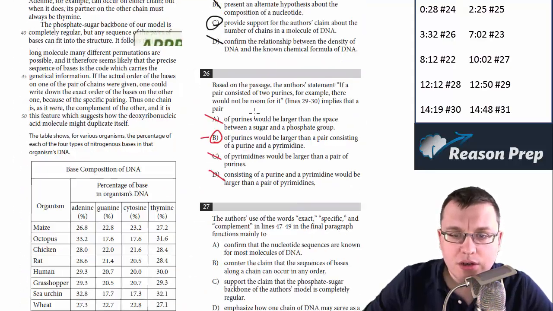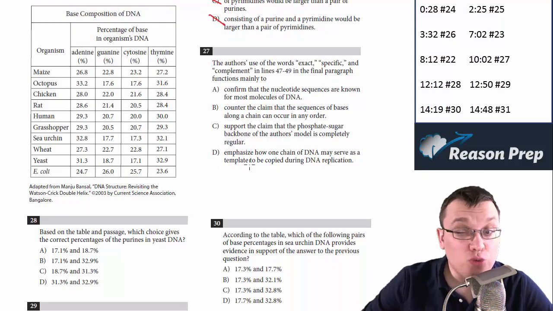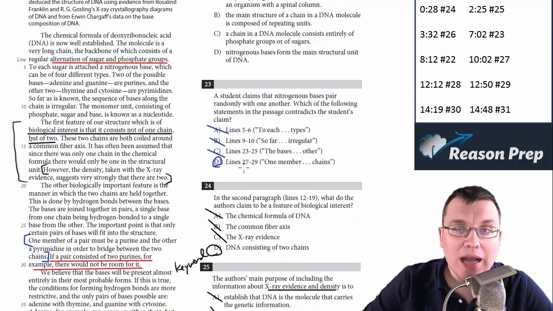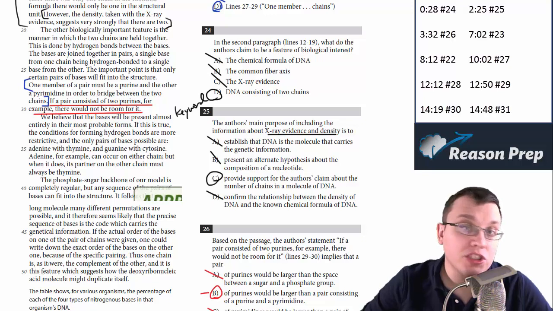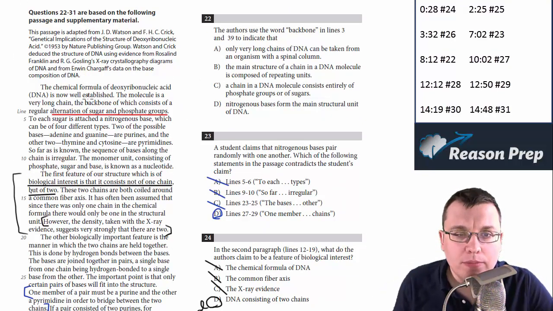All right, so 27 is about lines 47 to 49. The other 4 questions are based on the table. So let's go back. Let's answer 22 and read up to 39, and then we'll finish the passage and do the rest. So why does the author use the word backbone?